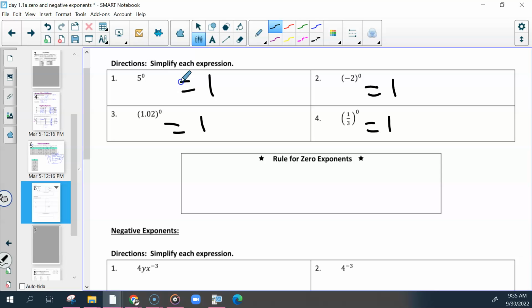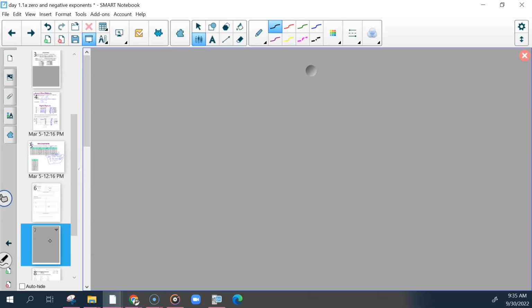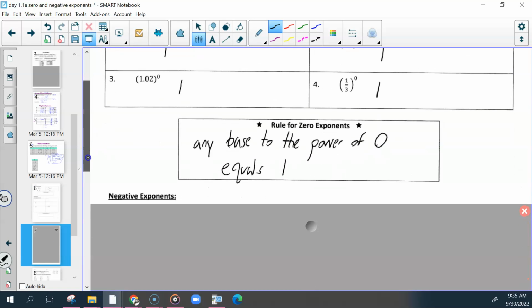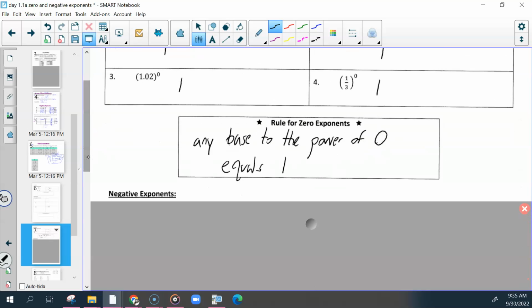I know it said it on the previous page, but this is the rule for that. Any base to the power of 0 equals 1. If you want to put like an asterisk, unless it's a negative without parentheses. We're going to try some negative examples, and then you'll have time to practice.